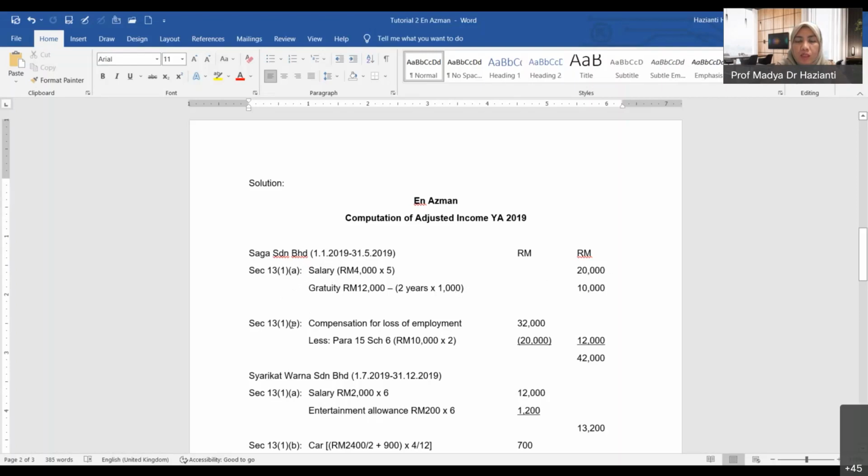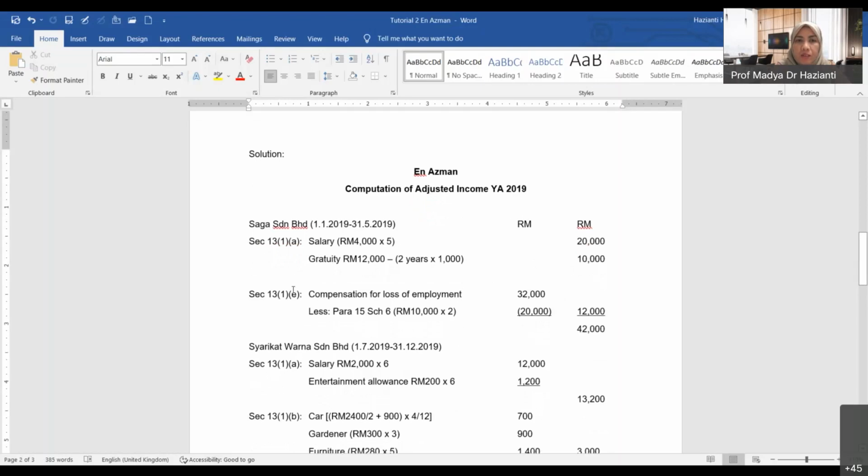So kita tengok satu-satu macam ni. Tak apa, because that is your first attempt buat soalan yang macam ni. So I expect you to show the section, nama, computation dia, right? So the complete calculation lah. And then nama company, bila dia kerja kat situ. And then we started with section, so salary and gratuity. And section untuk Saga ni dia tak ada benda lain. Dia cuma ada gaji dengan gratuity je.